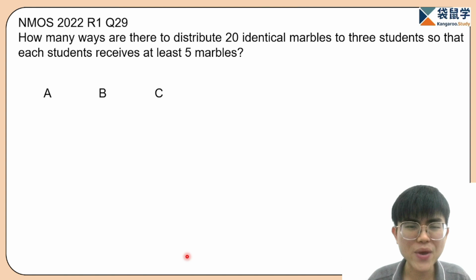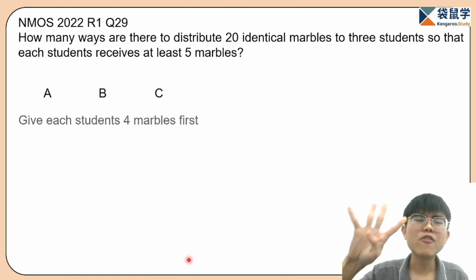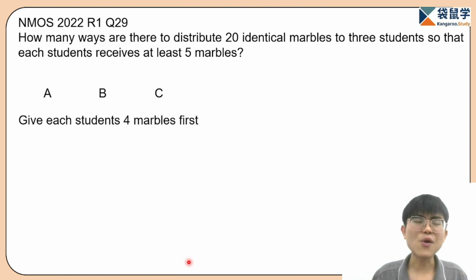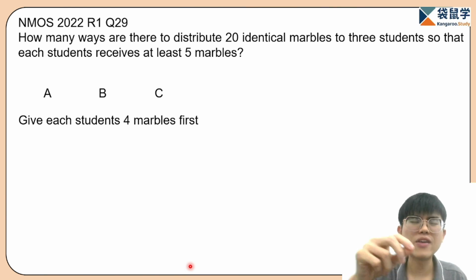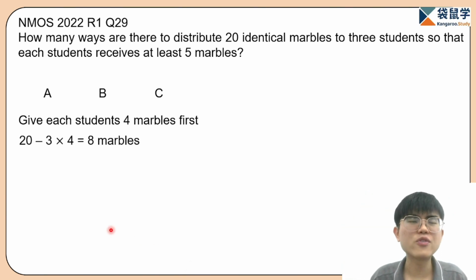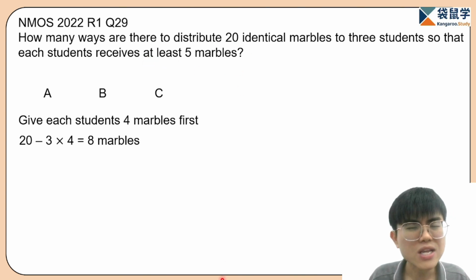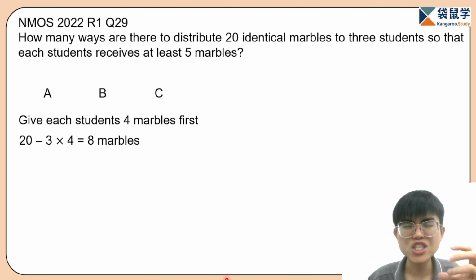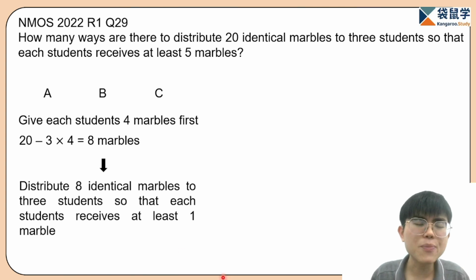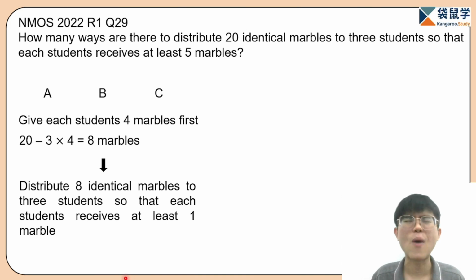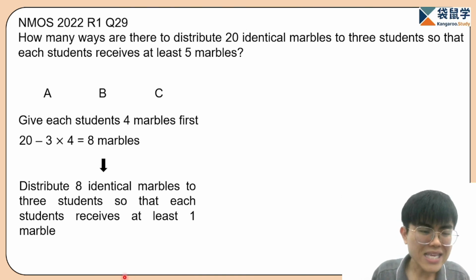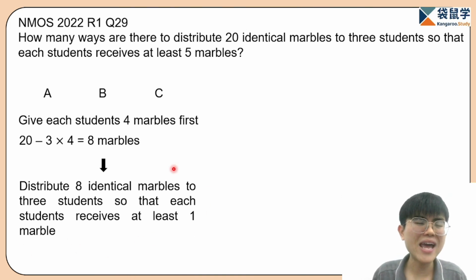What we can try to do is, we can give each of the 3 students 4 marbles first. So how many marbles will be left? You give each of them 4, so it will be 20 minus 3 times 4, which is 8 marbles. Now all of them have 4 marbles already. To make sure that they have at least 5 marbles, the condition for our question changes a little bit. It becomes: distribute 8 identical marbles to 3 students, so that each student receives at least 1 marble. You can see that this requirement is the same as our example.